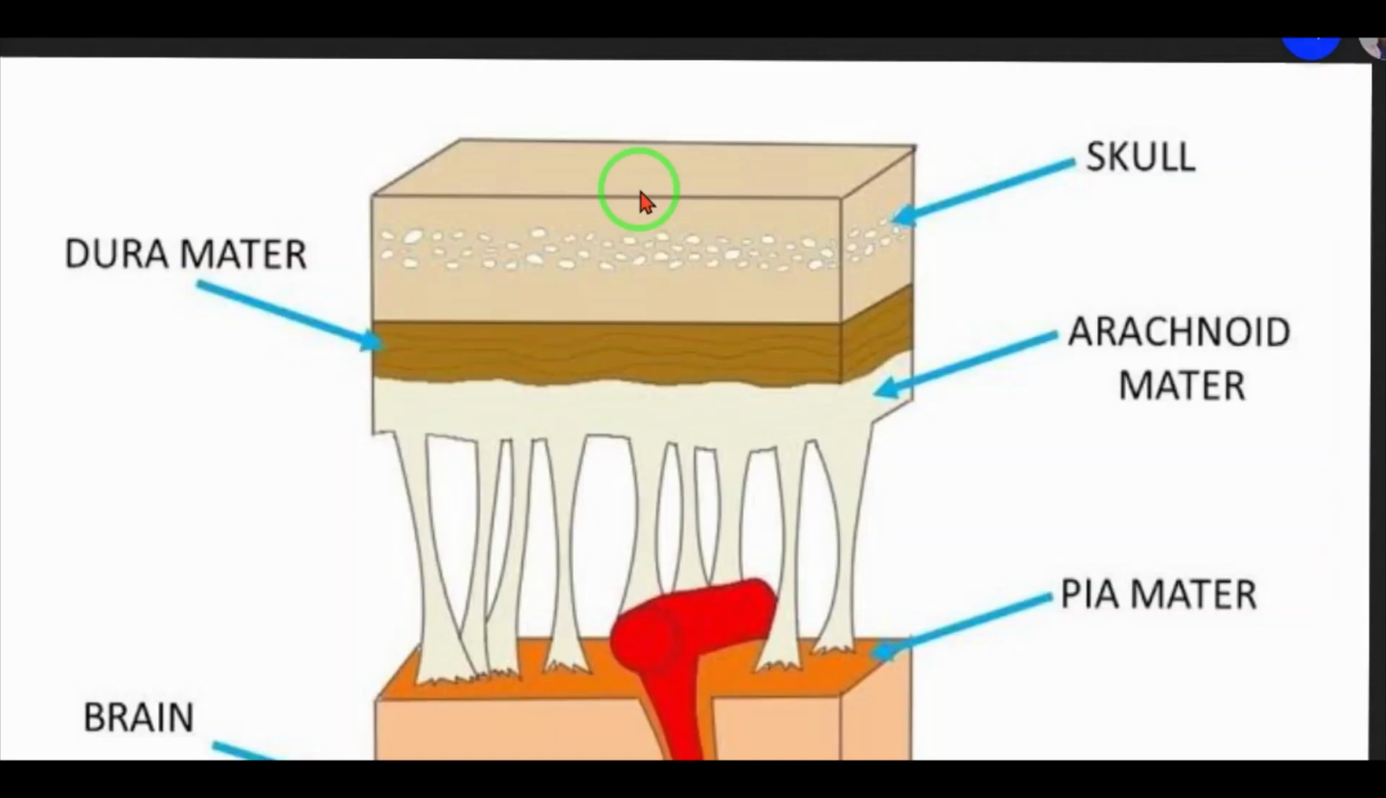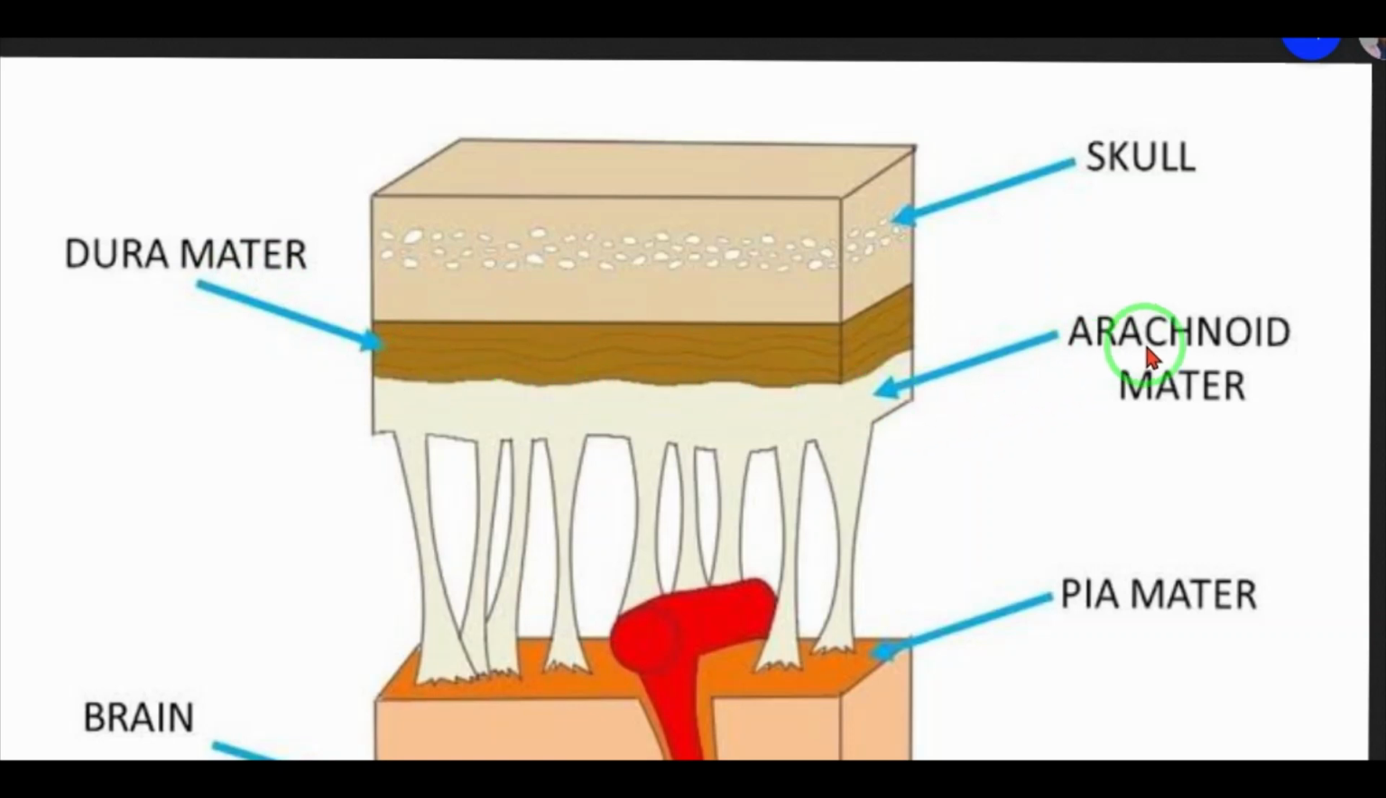Through this diagram, we are going to discuss the meninges. This region is known as the skull. In this region, this is the dura mater, the first, outermost layer. Dura means tough, and mater means membrane. It is the tough layer, the outermost thick fibrous membrane.